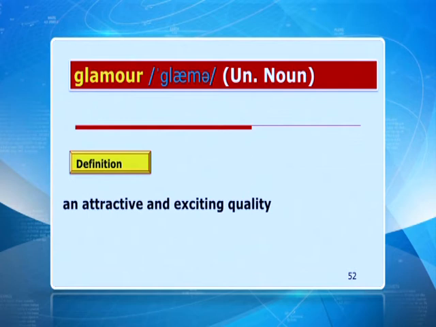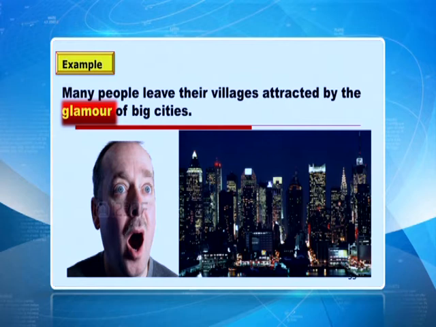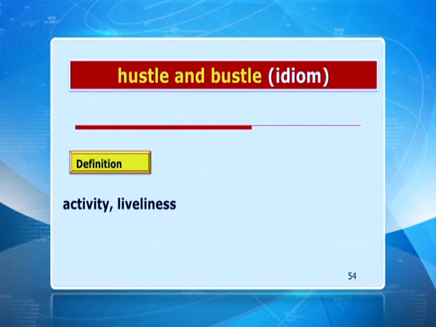Then we have an uncountable noun, which is glamour. Glamour means an attractive and exciting quality. Let's have an example. Many people leave their villages attracted by the glamour of big cities, which means they are attracted by big cities.